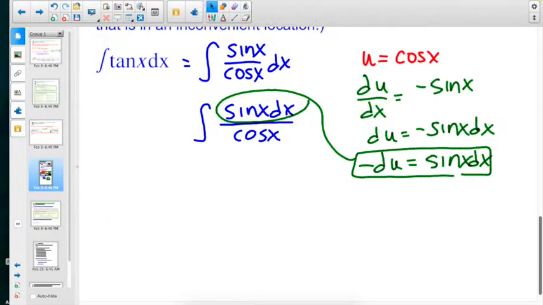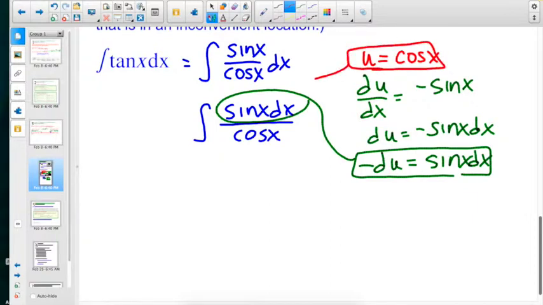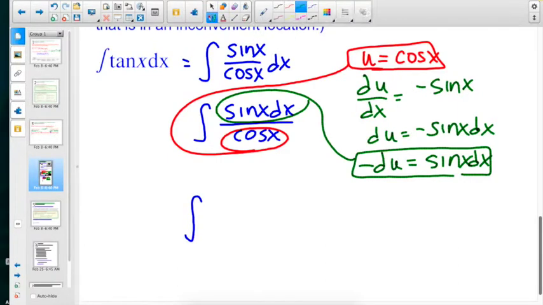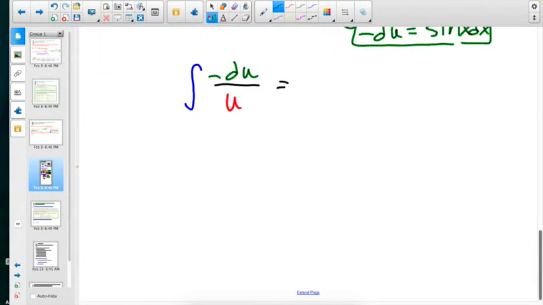And then what's my substitution for the bottom? Just the u, exactly. Okay, so if you notice, we have to substitute everything out that has that x variable. So looking at that then, I end up with a negative du on the top and a u on the bottom. I'm trying to color code here. So I'm left with integrating, or taking the antiderivative of that.